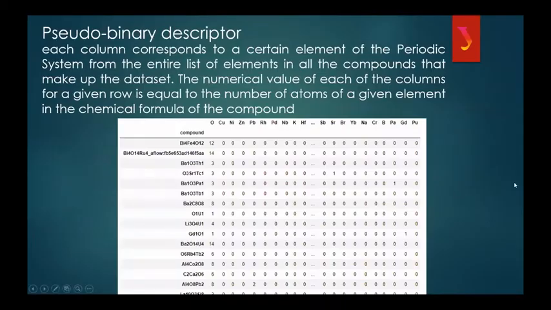We use two descriptors. The first one is pseudo-binary, where each column corresponds to a certain element of the periodic system from the entire list of elements in all compounds that make up the dataset. The numerical value of each of the columns for a given row is equal to the number of atoms of a given element in the chemical formula of the compound.